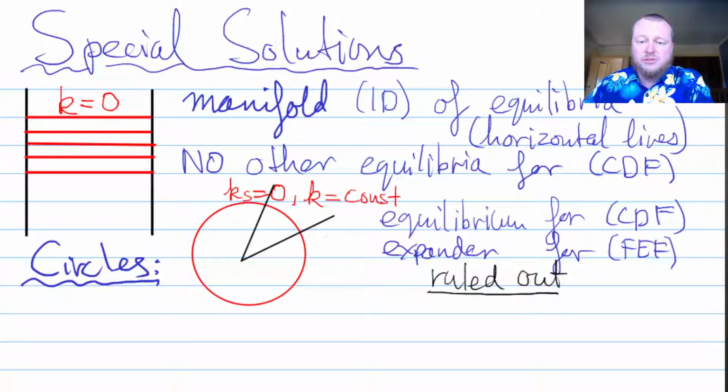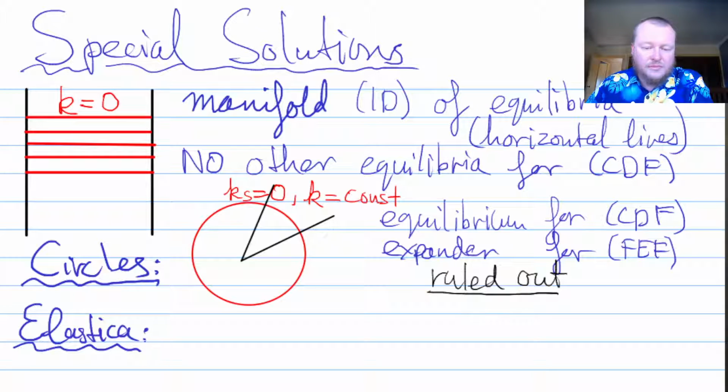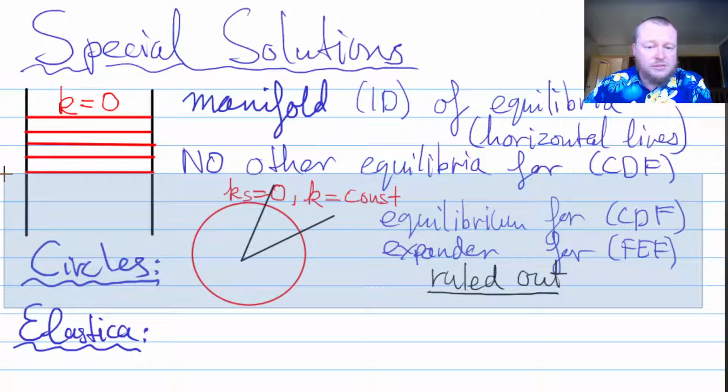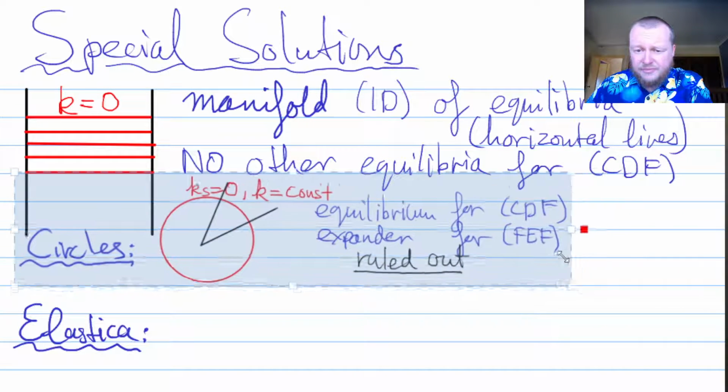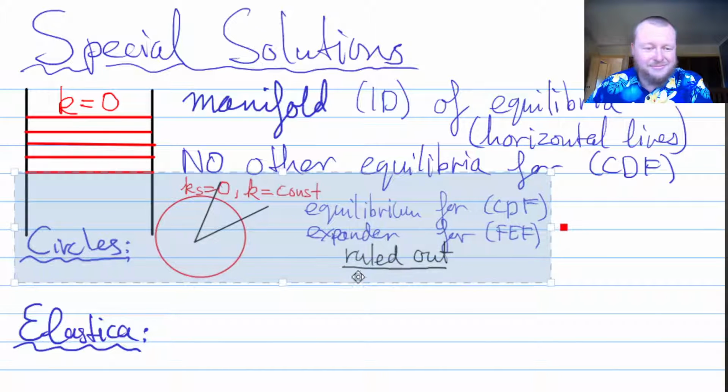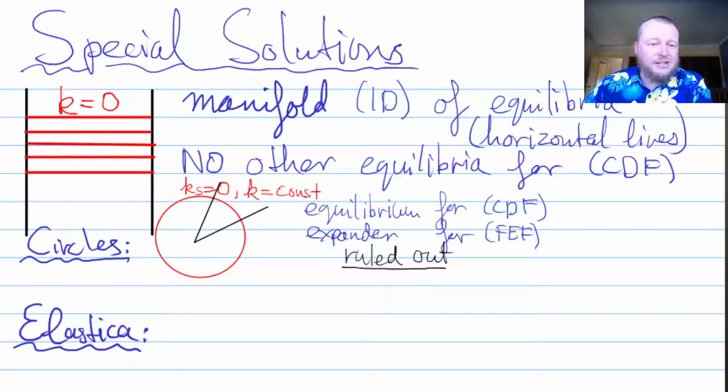Okay, what's another type of special solution? Another kind of special solution is an elastica. And in fact, the most important kind of elastica for us in this situation is what's called the rectangular elastica. What I might do to give myself a little bit of space is just shrink these guys down. Here we go. What is a rectangular elastic arc?